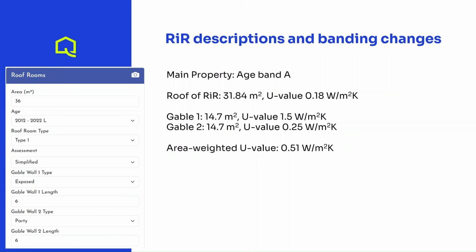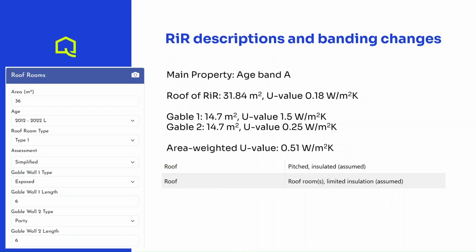The gables have the same area, 14.7 square metres, one with a U value of 1.5, which matches up with the age band A walls, and the party wall has a U value of 0.25. The area weighted U value for the whole roof room comes out to be 0.51 watts per metre squared Kelvin. From the details that we've already seen, this would equate to a description of limited insulation, and this is what we have on our EPC.